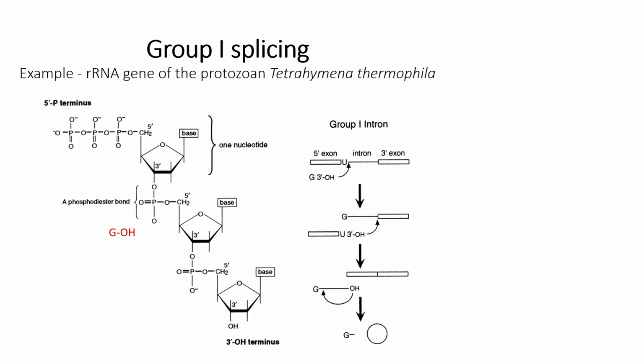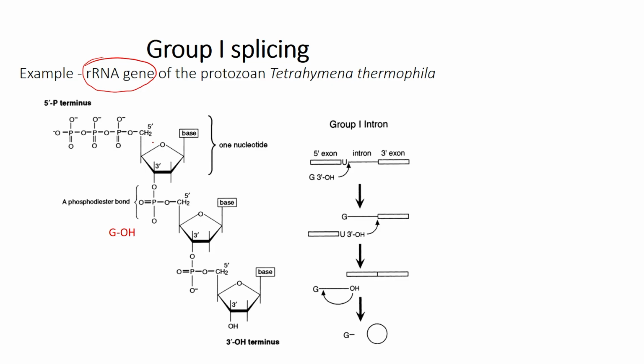There are 3 different types of splicing, or the splicing events have been grouped into 3. One, you call it group 1 splicing. The example given here is the rRNA gene of the protozoan Tetrahymena thermophila. So, this rRNA undergoes splicing, and here is how splicing occurs.